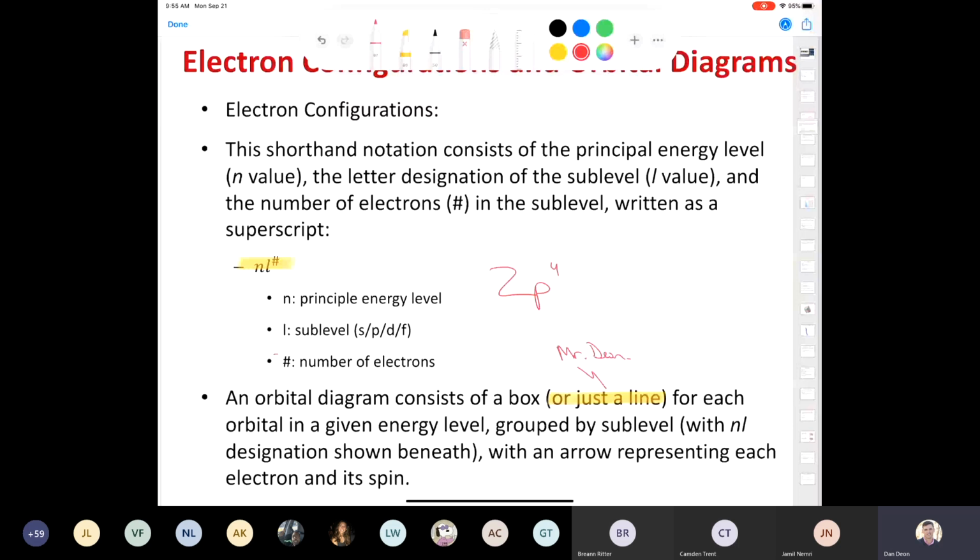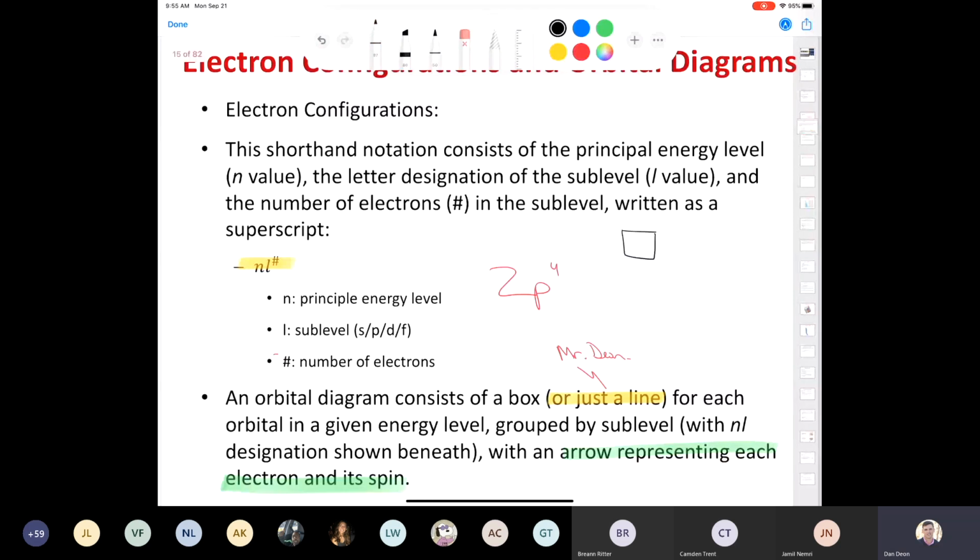So it says for each orbital in a given energy level, grouped by sublevel with NL designation shown below, with an arrow representing each electron and its spin. So the whole thing about arrows, I'll just do this now instead of the next slide. It says an arrow representing each electron and its spin. So the way I like to do it is, and I'm going to go over this again, for an orbital, sometimes you'll see a box drawn like this, okay?